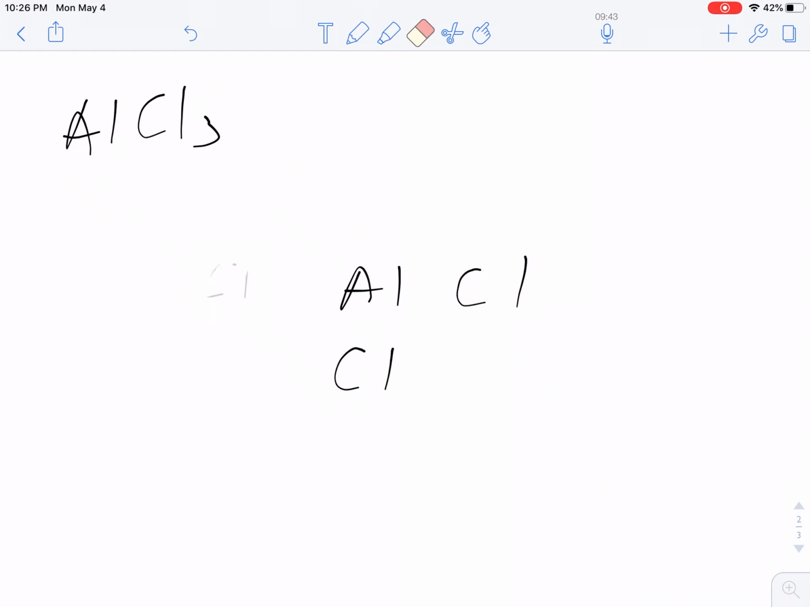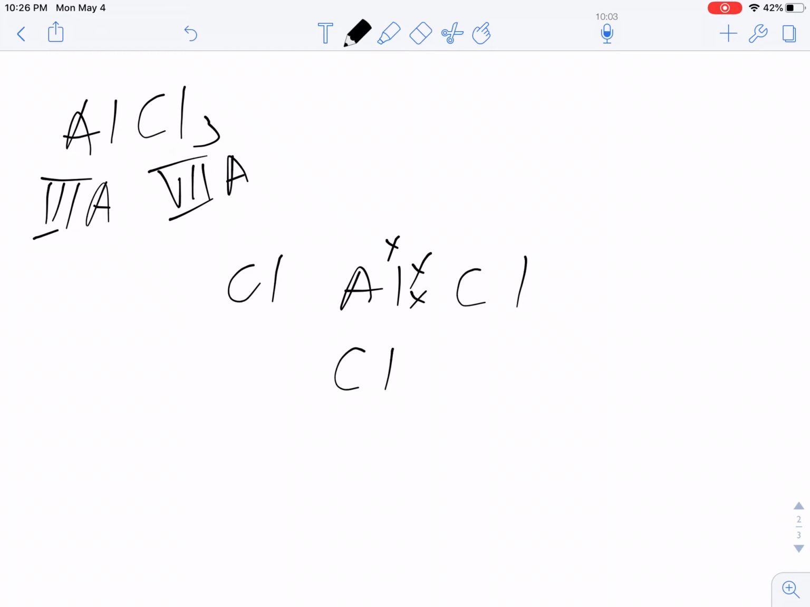So let's say we've got aluminum chloride. Aluminum is the fewer of them, so I put my chlorines around 3 sides. Aluminum is in group 3A, so it starts off with 3 electrons. Chlorine is in group 7A, so it starts off with 7.